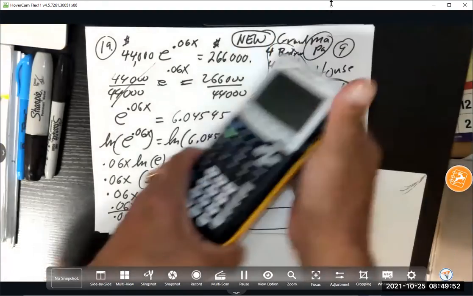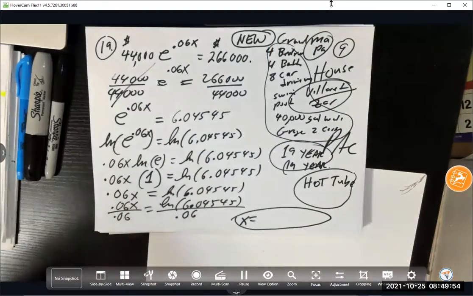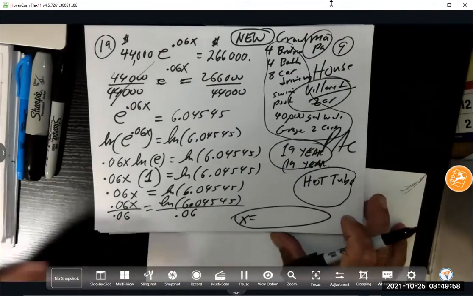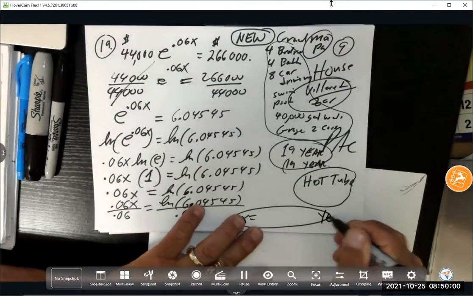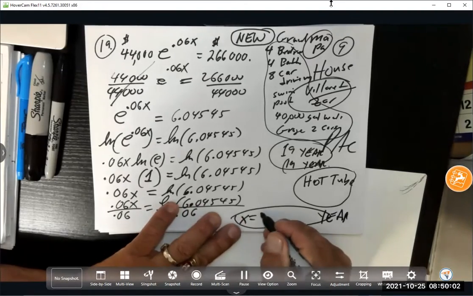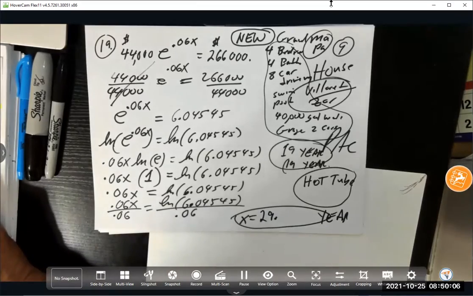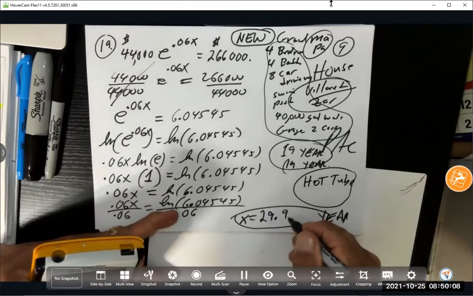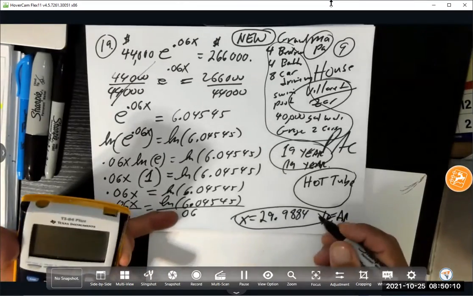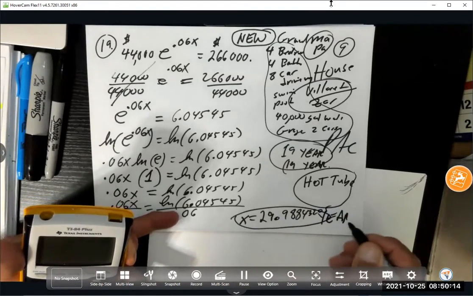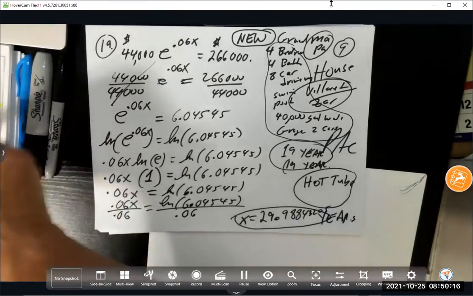So how many years do they have to live there before they can sell their house for that price? Give me a number. This is years. 29.988432205. All right, let me write this number. 29.9884. Okay, so they're going to have to live there for how many years?